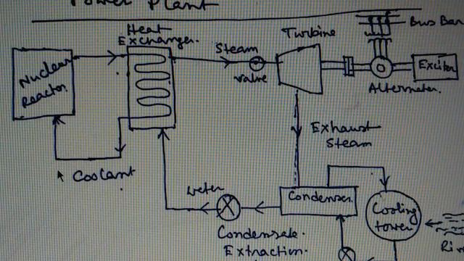Now the steam turbine, this is the steam turbine. The steam produced in the heat exchanger is led to the steam turbine through a valve. So these are the valves which control the flow of the steam passing to the turbine. After doing useful work in the turbine, the steam is exhausted to the condenser. So this is the exhaust steam path, turbine to condenser.